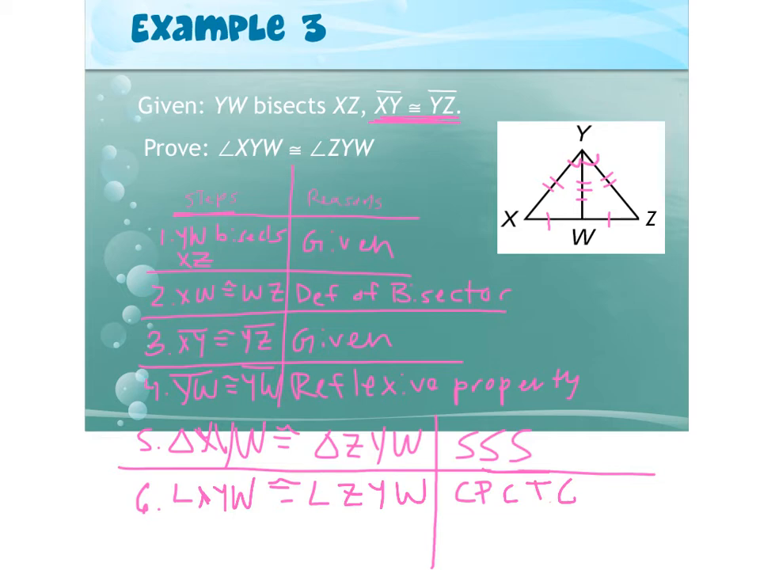So once we found in step 5 that the two triangles are congruent, now we know that all the parts are congruent in both triangles. All the corresponding parts. So that's why we can say that these two angles are congruent because of CPCTC. Any questions on this one? Ready for the next example?